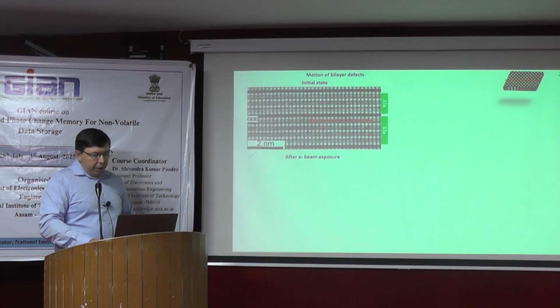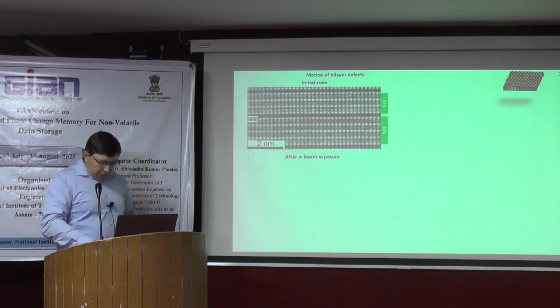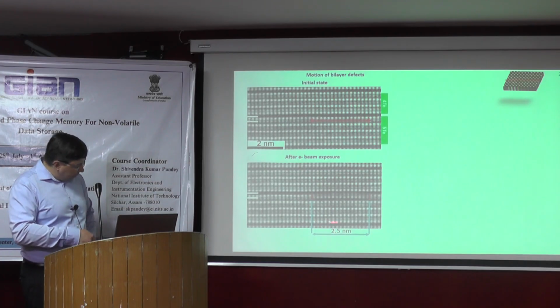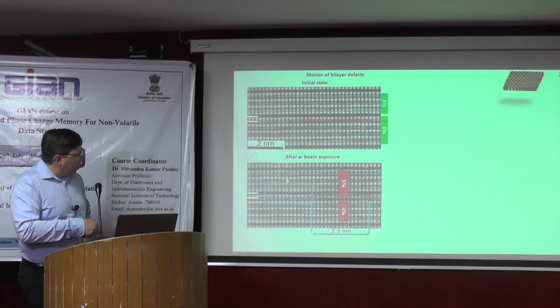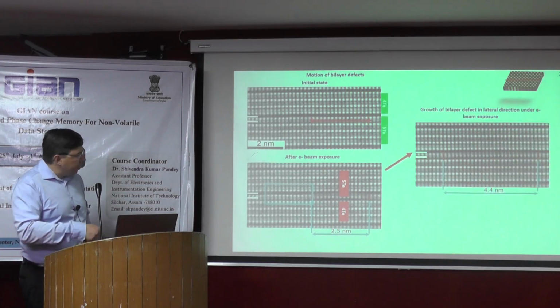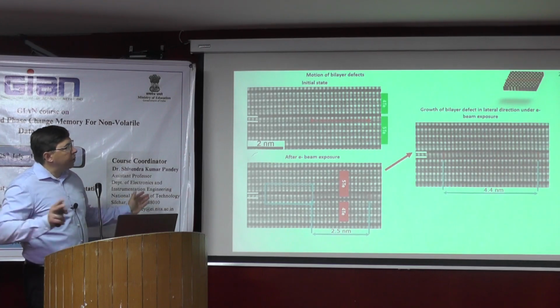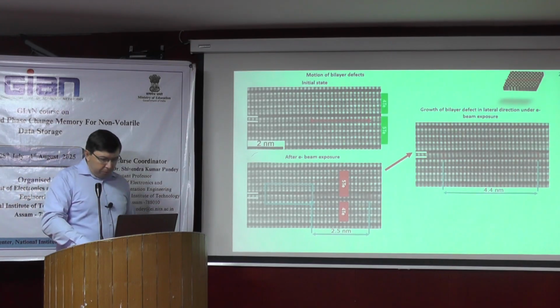So here we created these bilayer defects again by exposure of the layers to the electron beam. We can create this bilayer defect with a length of 2.5 nanometers. And then if we expose the area close to the bilayer defect, we can flip these layers, so we can extend this defect. We can make it larger. So these are the properties of this defect.